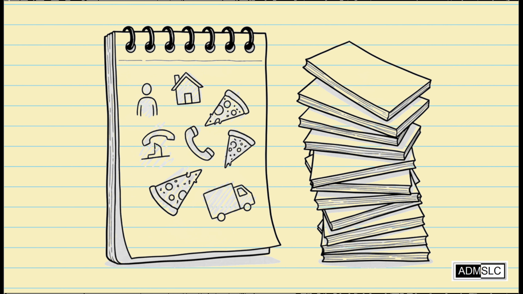Now, for one single order, that might seem okay. But what happens when you've got 100 orders like that? You're left with this giant, unsearchable stack of messy notes. It's a total recipe for disaster.